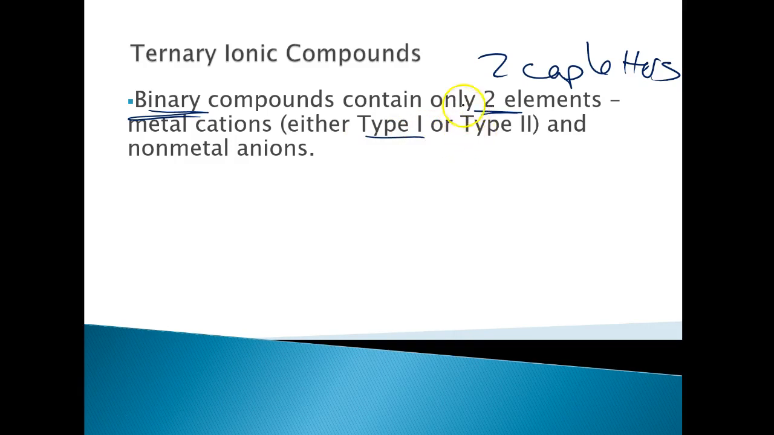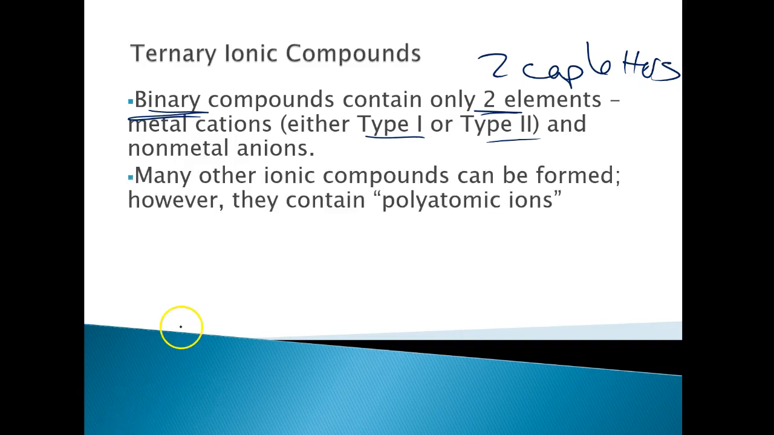They were either type 1 without Roman numerals or type 2 with Roman numerals, and then they had nonmetal anions. At this point now, we're moving on to ionic. They're still ionic, but what they have is these things called polyatomic ions. They're ions that are made up of more than one atom. They're kind of lumped together in a giant conglomeration, but behave like one of your anions before.